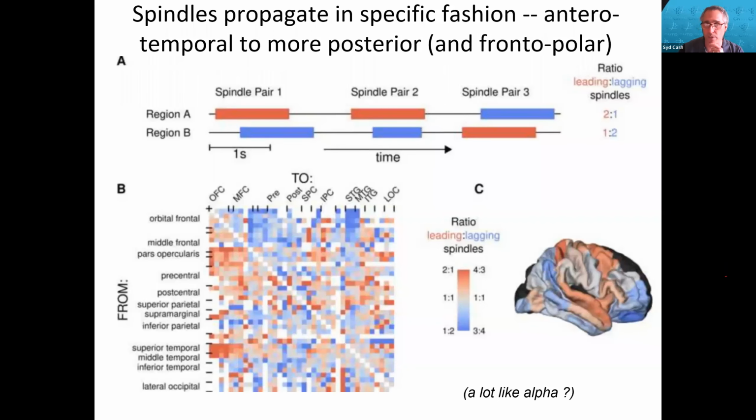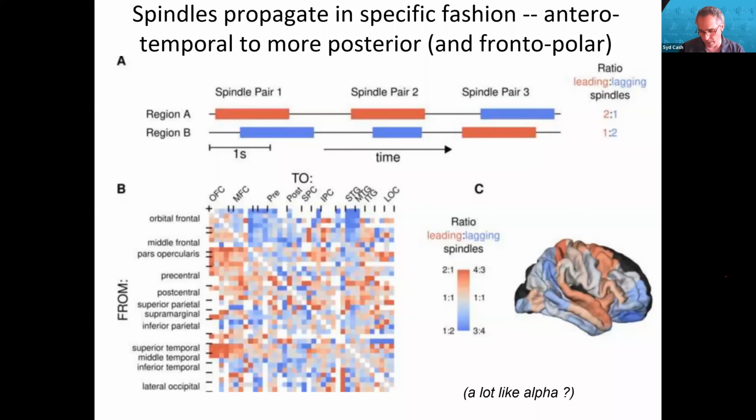at least in humans. And in fact, there's a propagation pattern, one that really is quite similar to what we saw in the alpha, where the initial activity, the leading activity in the spindle, tends to be in higher order areas that then propagates to lower order areas, at least in a certain sense. Again, we could discuss exactly, but it's basically going from anterior to posterior temporal regions as the spindle propagates.